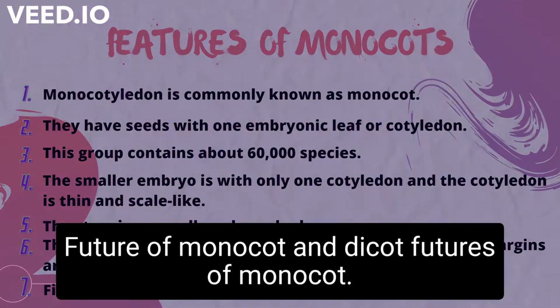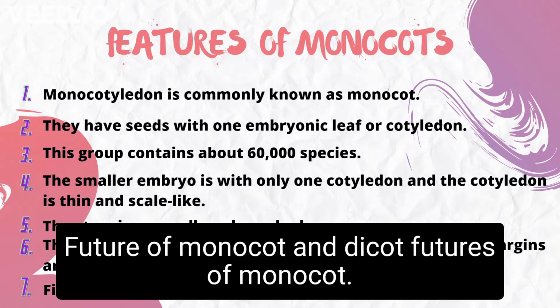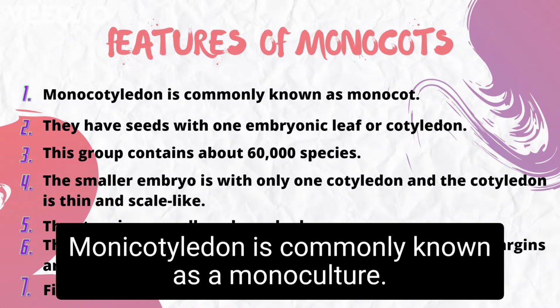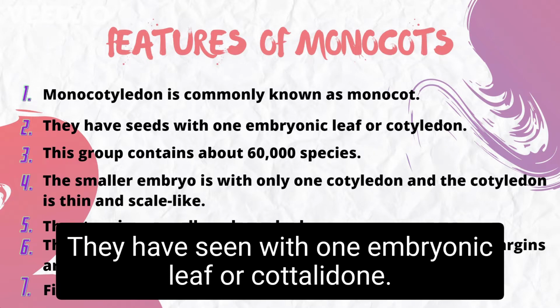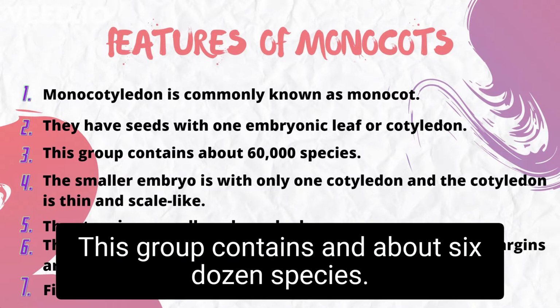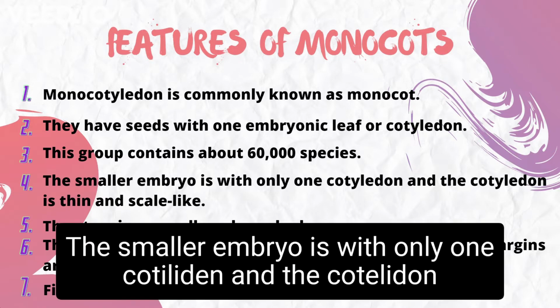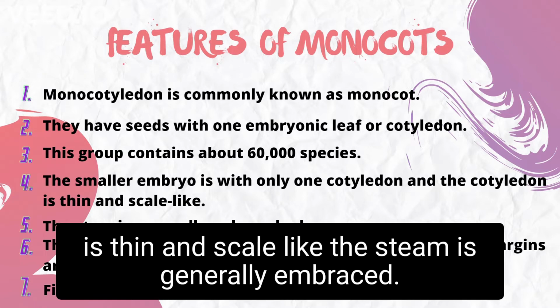Features of monocot. Monocotyledon is commonly known as a monocot. They have a seed with one embryonic leaf, or cotyledon. This group contains about 6,000 species. The smaller embryo has only one cotyledon, and the cotyledon is thin and scale-like.